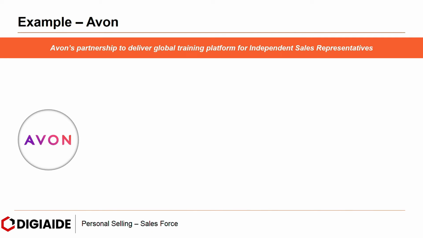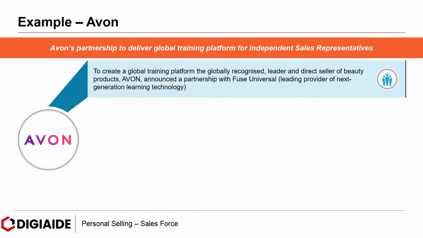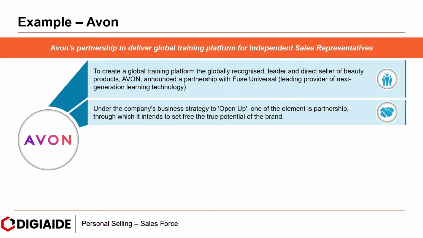Avon's partnership to deliver a global training platform for independent sales representatives. To create the global training platform, the globally recognized leader and direct seller of beauty products, Avon, announced a partnership with Fuse Universal, leading provider of next generation learning technology. Under the company's business strategy to open up, one of the elements is partnership, through which it intends to set free the true potential of the brand.